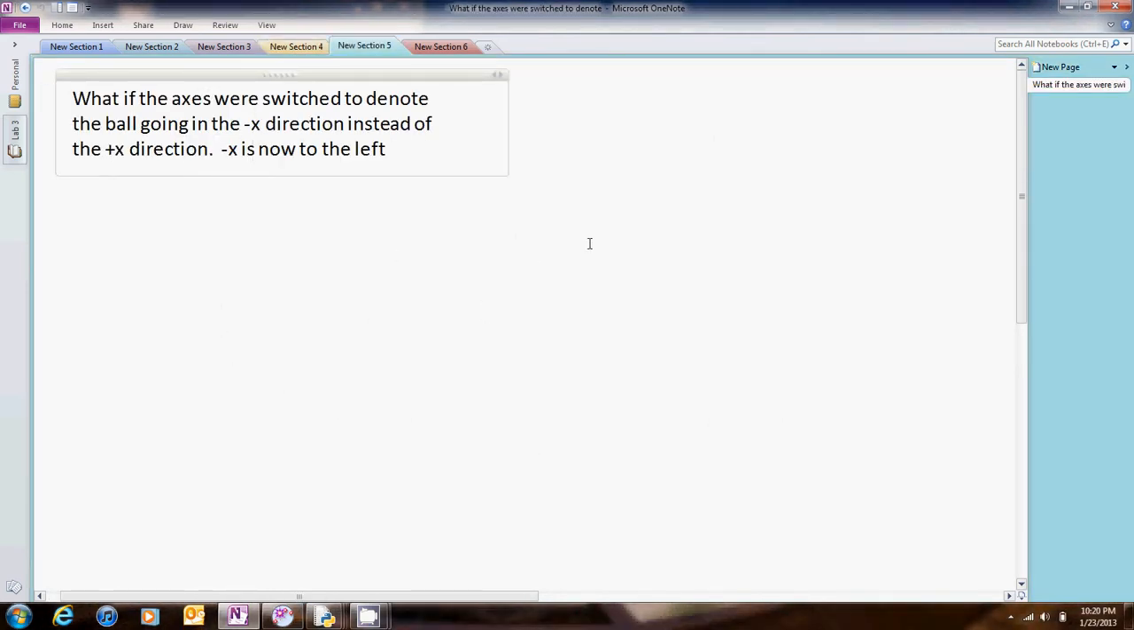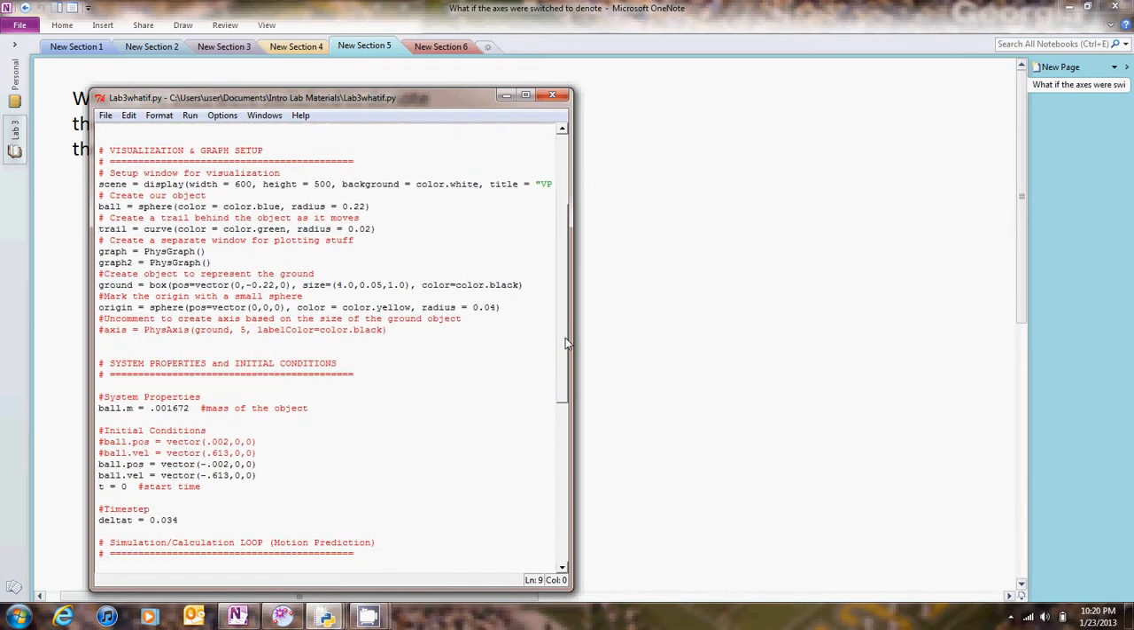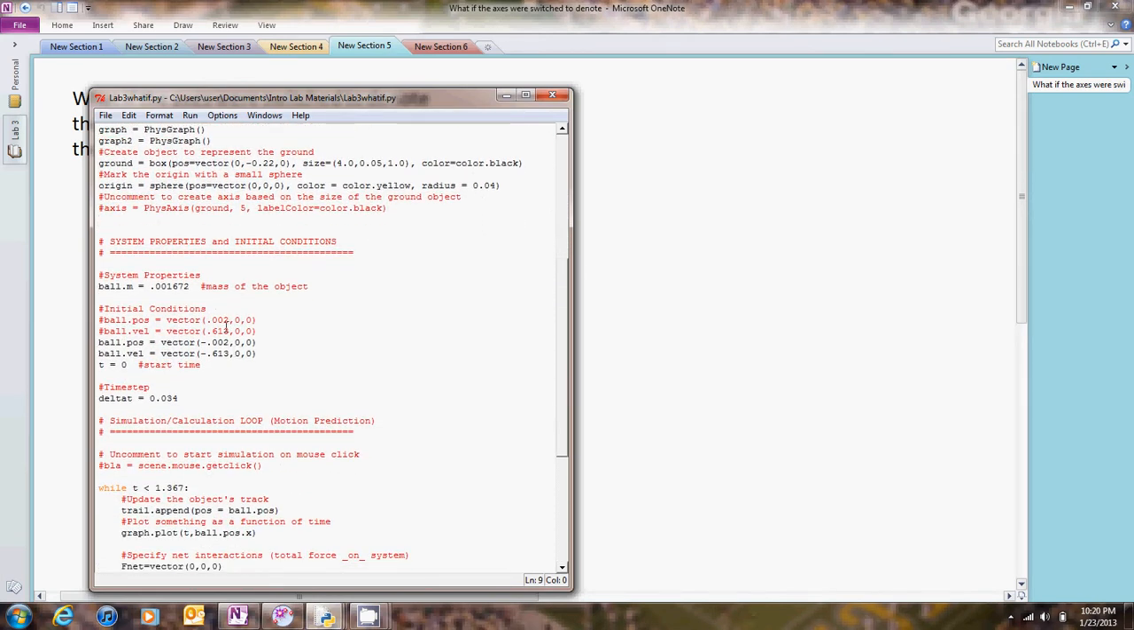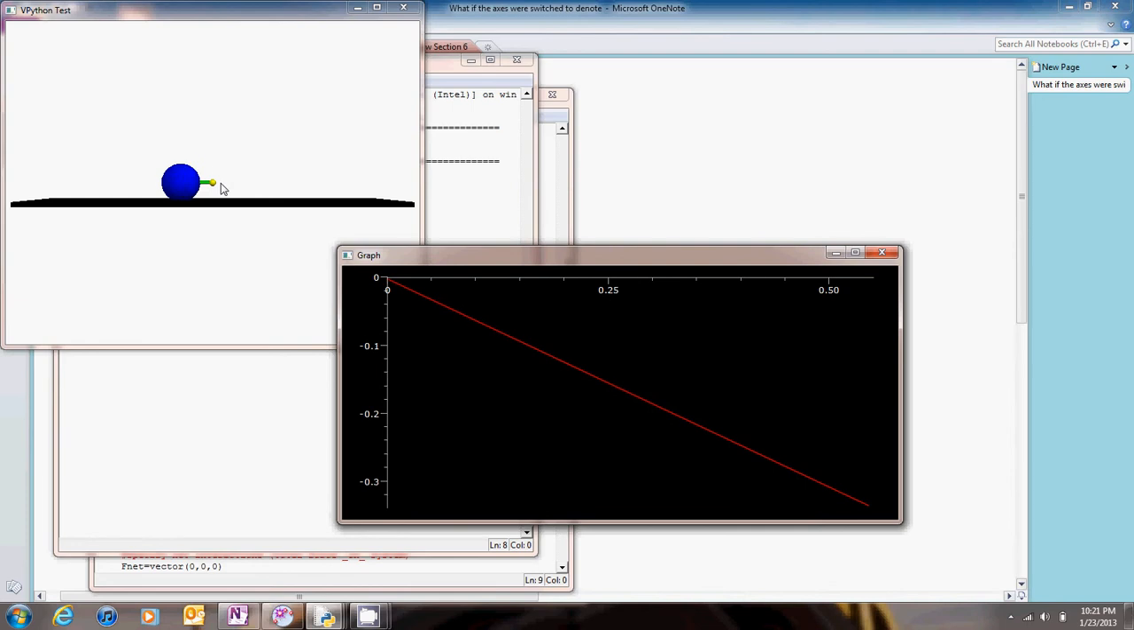The answer to the question, what if the axes were switched to denote the ball going in the negative X direction instead of the positive X direction? Negative X would now be to the left. So that is indicated right here, changing the initial position to be negative and the initial velocity to also be negative. And a run of this module also indicates that the ball moves to the left and the graph goes in the negative direction.